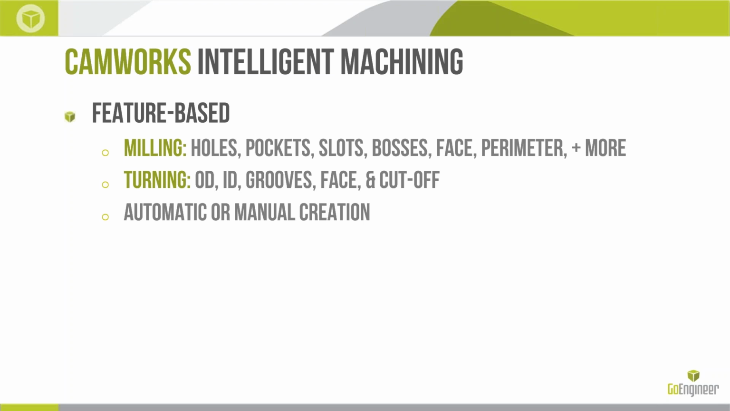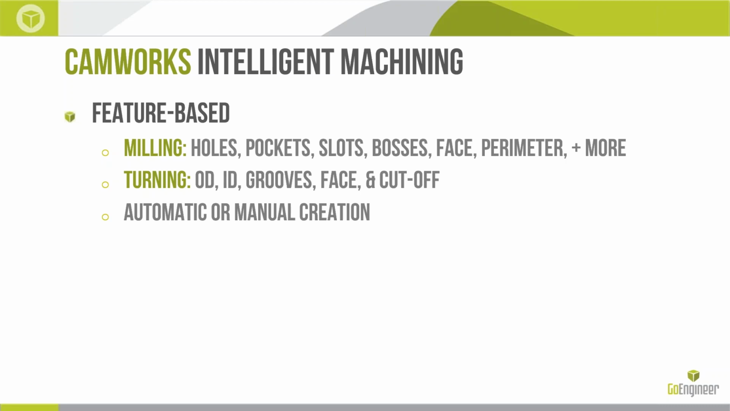Feature-based CAM software turns the workflow around a little bit, and it has programmers identifying intuitive features. Holes, slots, bosses, pockets, perimeters. When it comes to milling, when it comes to turning, you have things like the OD and the ID, grooves, face. Intuitively, as a machinist or a programmer, you know what these are, and you kind of know how you would deal with them. If you know that, you can create them manually, or you can have the software create them for you.